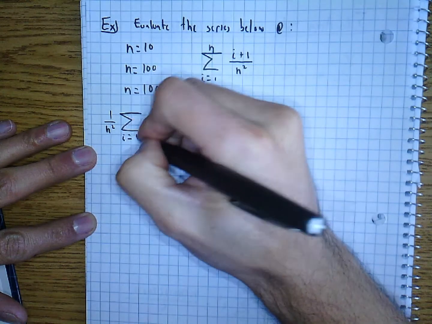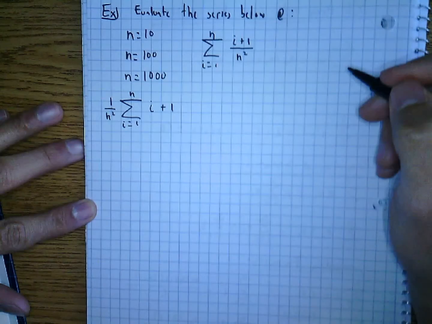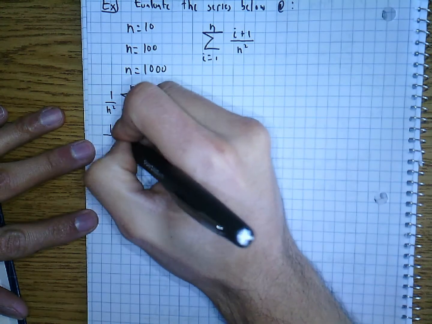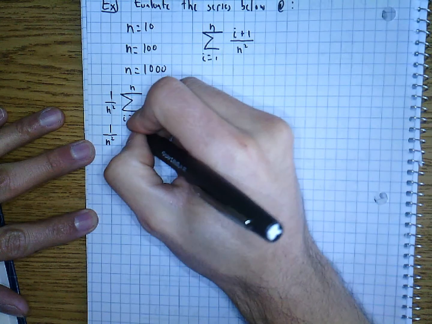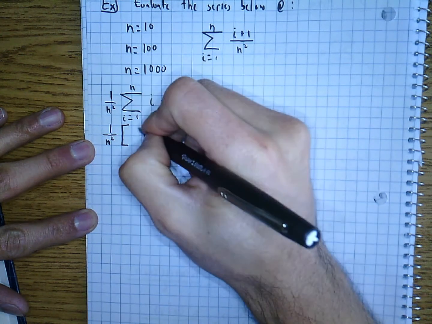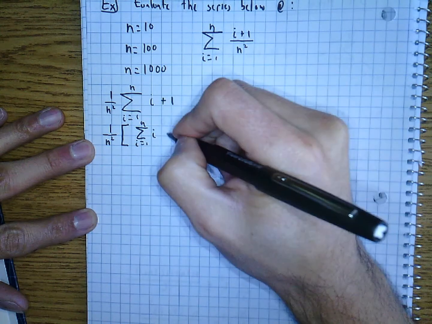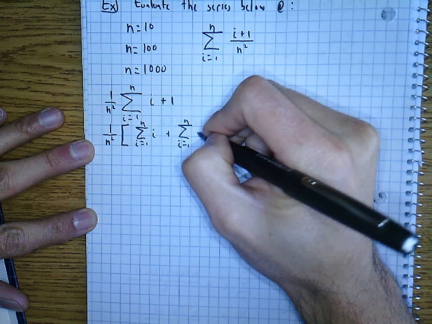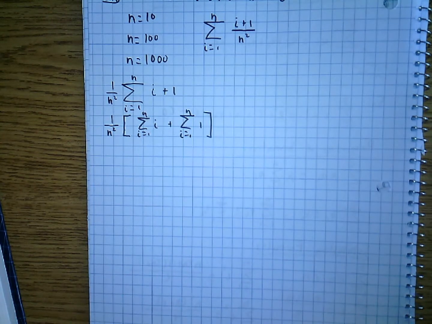So I still have an index starting from 1 and going to n, and then I'm going to have i plus 1. So that's the first property I used, the constant property. Now I'm going to use the second property: because I have an addition here, I can split this up into two separate series. So I'm going to use a bracket here. I've got the first series from 1 to n of i, plus the second series from 1 to n of 1. Okay, are we okay thus far?